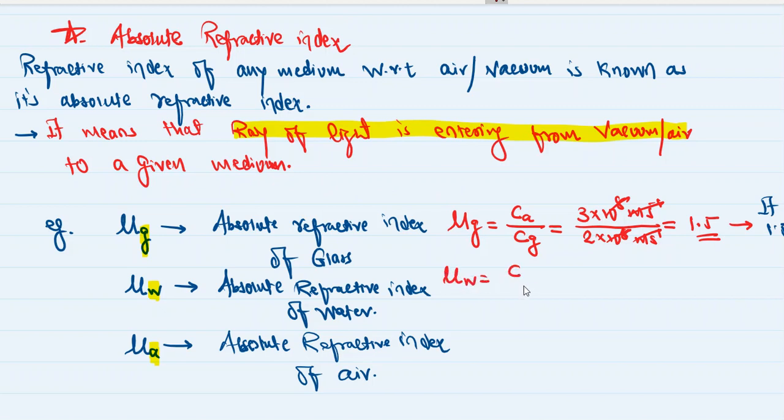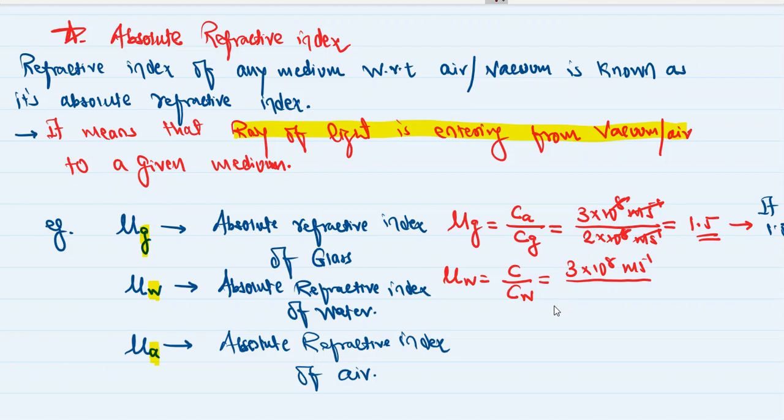It is nothing but speed of light in air and vacuum. See, the symbol for speed of light in air and vacuum is C, so you don't need to write CA, just writing C will also work. C upon CW means speed of light in air upon speed of light in water, which is 3 × 10⁸ meter per second upon speed of light in water. Do you know what is speed of light in water?